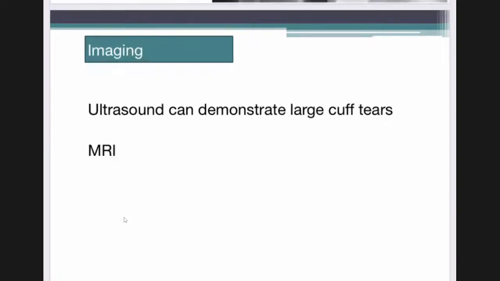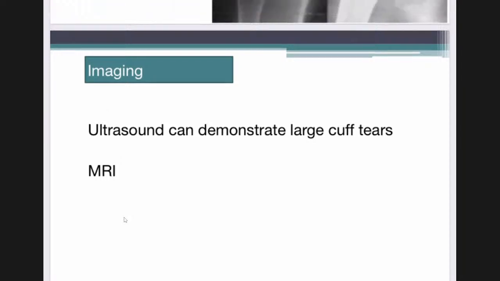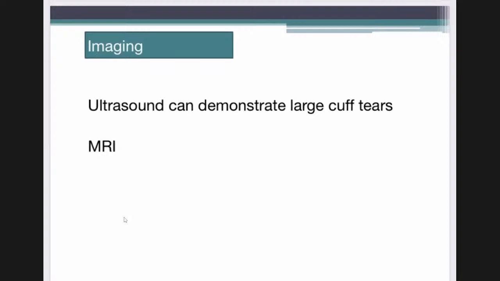Now, when we go to imaging, the ultrasound is quite a useful diagnostic. You can perform diagnostic imaging with the ultrasound, and the ultrasound will tell you whether it's a partial tear or whether it's a large cuff tear. But the ultrasound will not tell you the size of the tear very precisely.